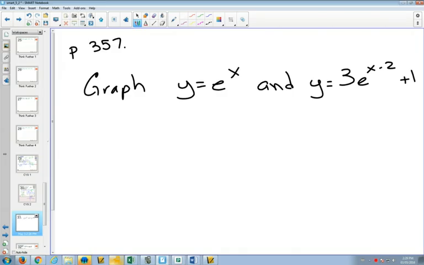You should be able to figure out 1 point really quickly on e to the x. 0, 1. Good. So if we're graphing e to the x, you have the point 0, 1. What's another point on e to the x? 1, e. Where is 1, e? Is it above 1 or is it below 1?